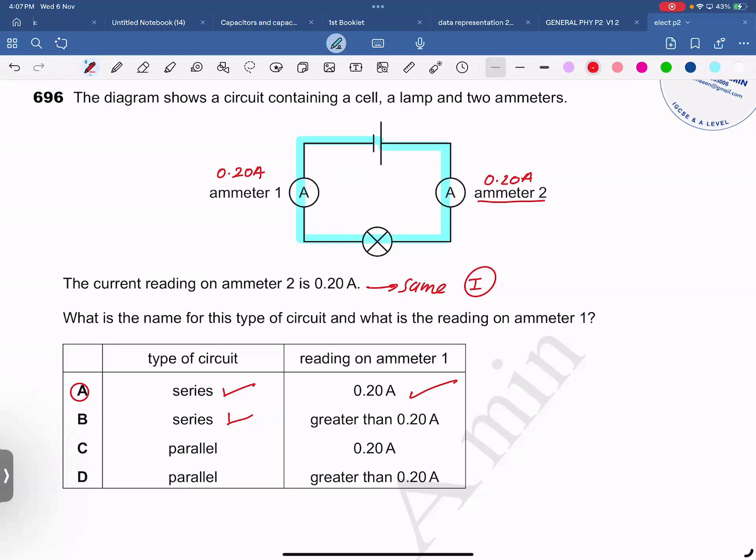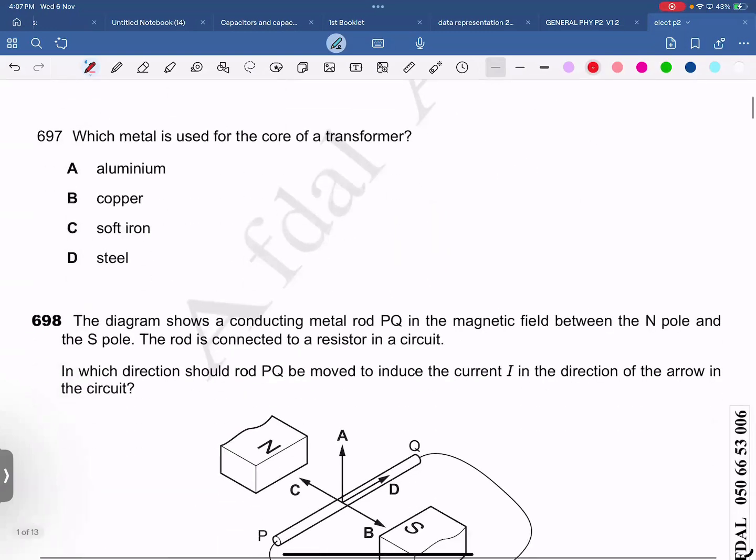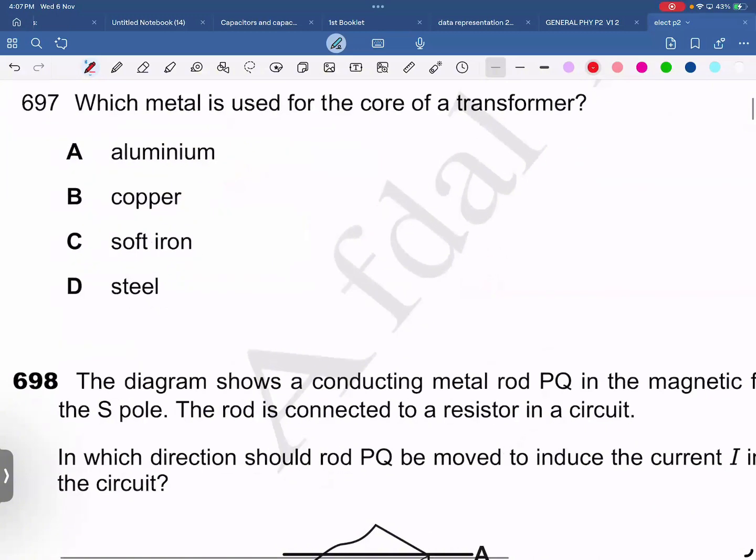Next question, 97. Which metal is used for core of transformer? We need to use any soft magnetic material. And soft magnetic material in your syllabus is only one, which is iron. So iron is used as the core of transformer, core of electromagnet, core for relay system. Iron is a soft magnetic material. It forms a temporary magnet.